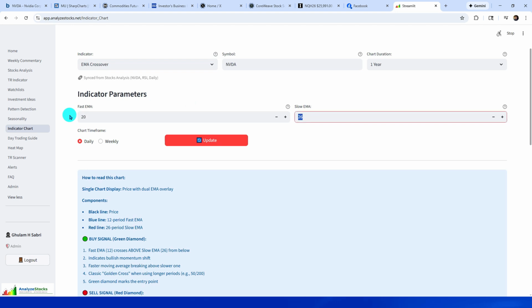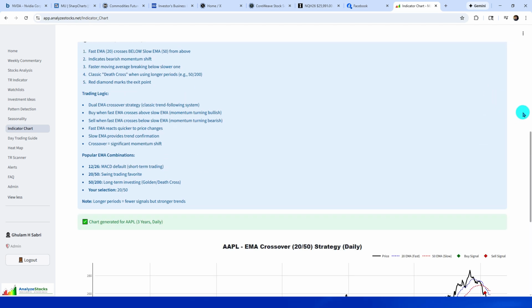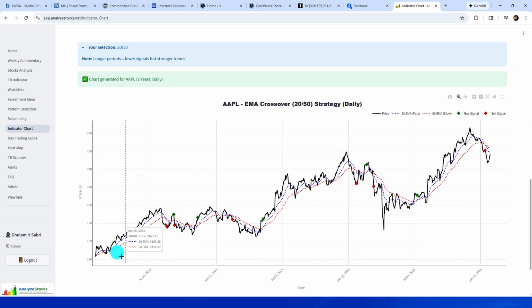Let's have an EMA crossover, and we want to see a 20-50 crossover for maybe Apple, and maybe 3 months, 3 years. So let's populate this chart and see what the chart says. And here are your Apple signals. So you can see whenever Apple has a green signal, which is a buy signal, at this point, this point, you normally have a big rise afterwards whenever this crossover happens.